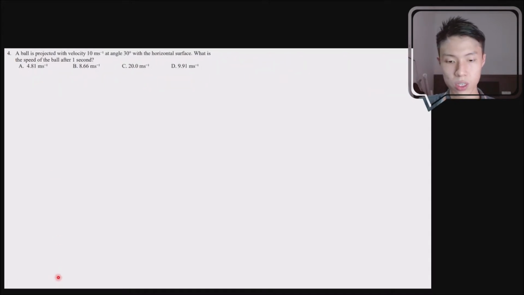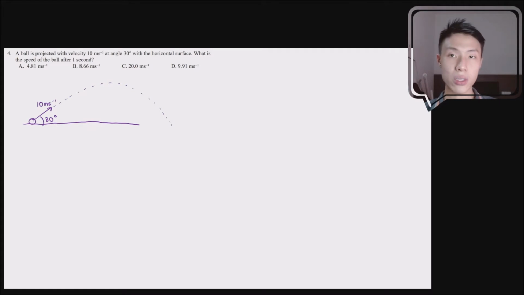So let's try to draw a diagram to illustrate the situation here. We have a horizontal surface and a ball is being projected at an angle of 30 degrees, and it has an initial velocity of 10 meter per second. So we know this is a projectile motion because once the ball leaves the horizontal surface, the only force acting on it is the gravity. So projectile motion are motion which is only influenced by the force of gravity. So this is a projectile motion, and we know that you trace a parabolic path in this case, something like that. Okay, so this is the situation we are facing here.